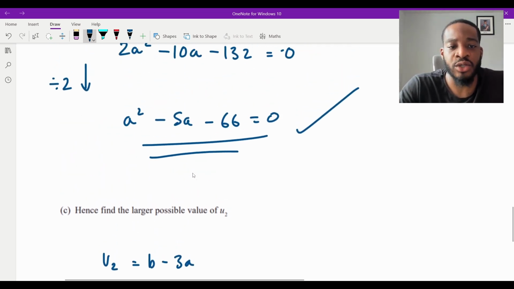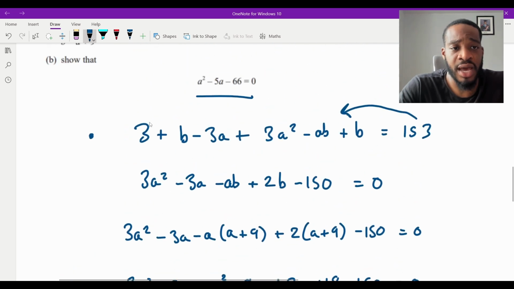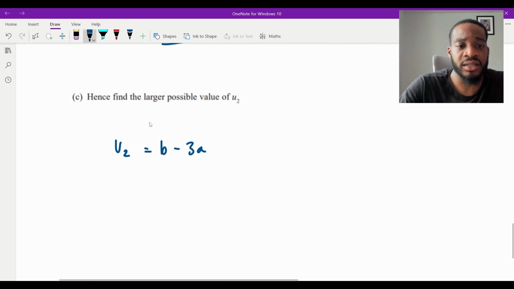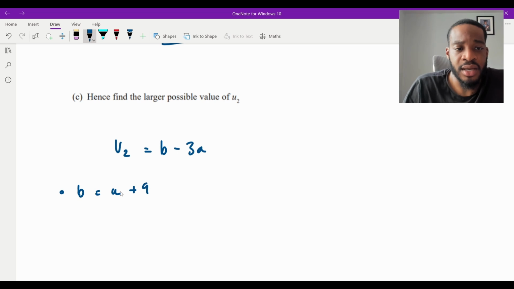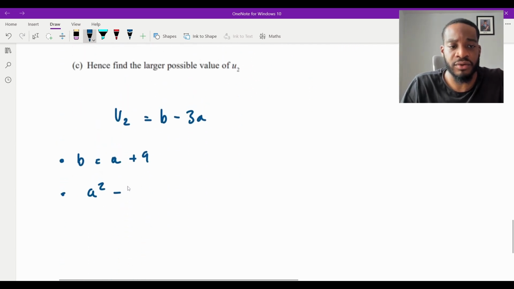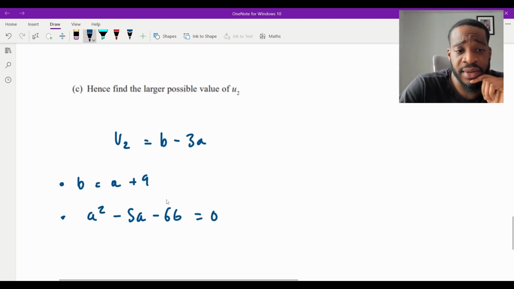Now, we can do that because firstly, we've got an equation in terms of a which we can solve. And we also knew what b was. b was equal to a plus 9, isn't it? Just 9 more than a. So let me write that down as well. So I'm going to write the two things that I need. b is equal to a plus 9. And I know that a squared minus, what was it? 5a minus 66 equals 0.